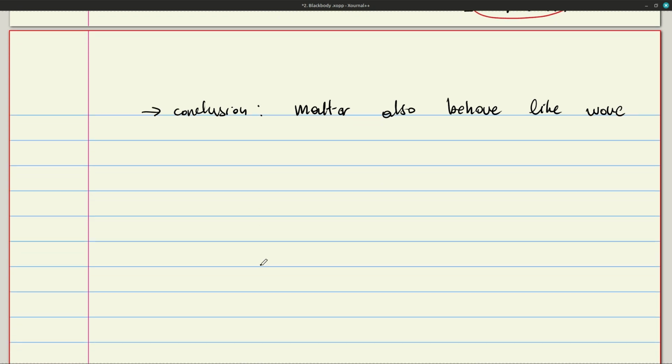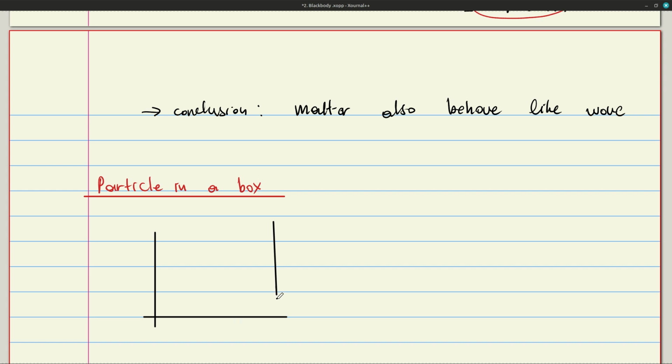Now let's think about something called a particle in a box, which will be a very important toy model for us to understand quantum nature. So let me think about a box. Here is my box. These walls are infinitely hard, so that means nothing can penetrate the walls. This is x equal to 0, and this is x equal to L.